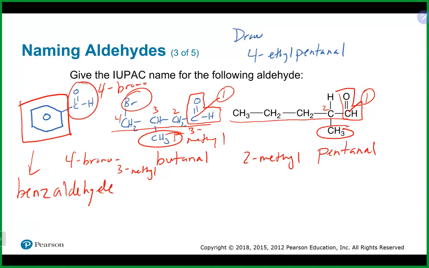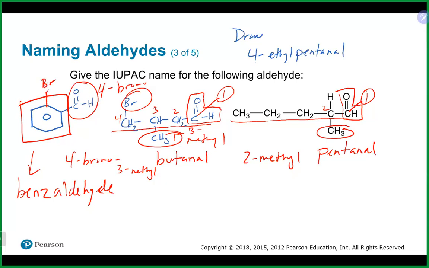So that would be benzaldehyde. Basically, you just put shortened benzene. That's kind of like a group name, and they put aldehyde at the end of it. Any questions?